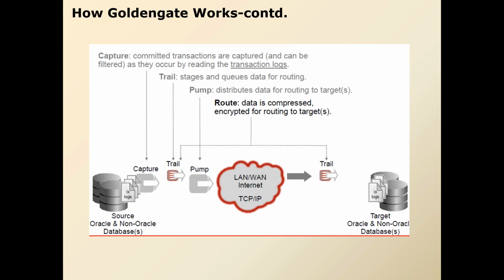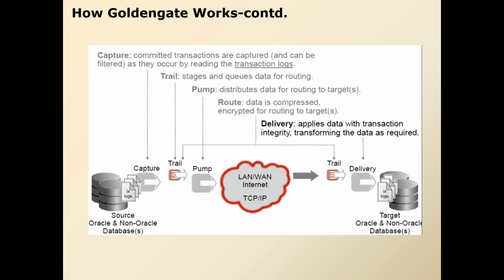Once the data becomes available in the remote trail file, the GoldenGate replicate or delivery process picks it up. So as I mentioned, during this training, capture and extract will be used interchangeably. In the same way, delivery and replicate will be used interchangeably. So if I say capture, it means extract, and if I say extract, it means capture, or vice versa. Likewise, if I say delivery, it means replicate, and if I say replicate, it means delivery, or vice versa.